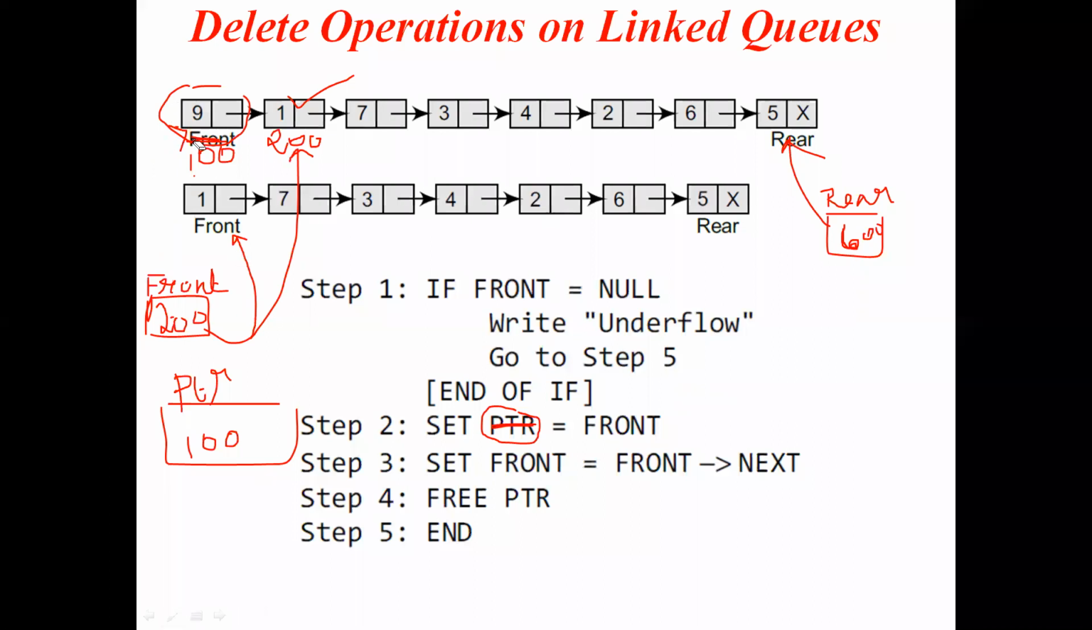Once I do this, what happens? I have to remove this node. I have to deallocate the memory. That's why we are calling the free pointer. This pointer is holding some address. That address memory location is deallocated, so it is deleted from the memory. This is what the delete operation in a linked queue, or DQ operation, is about.